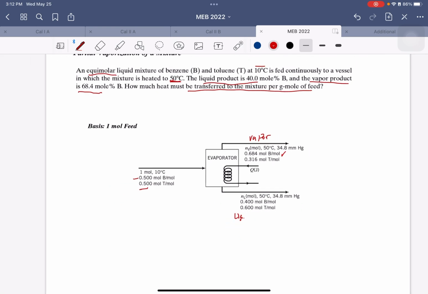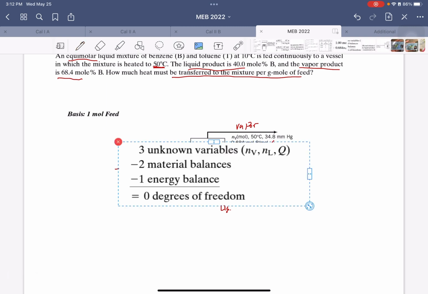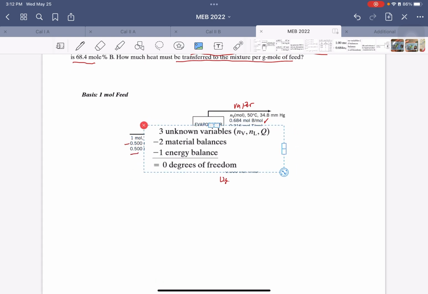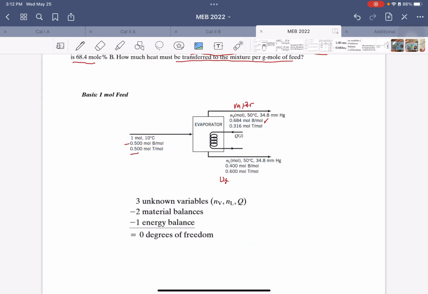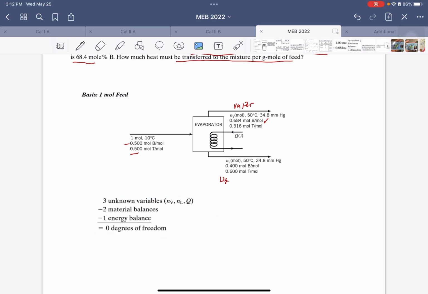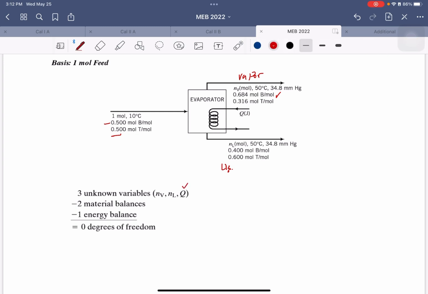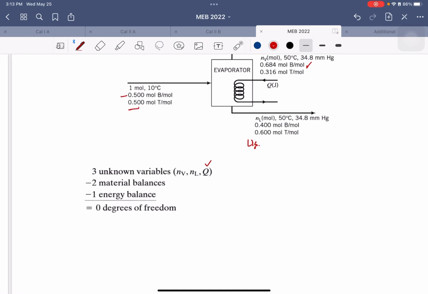Now to make sure that we have all the information correct, we can take the degree of freedom. Our unknown variables are three items: the moles of vapor, liquid, and the heat. Our objective is finding the heat, right? Then we have two material balances and one energy balance.